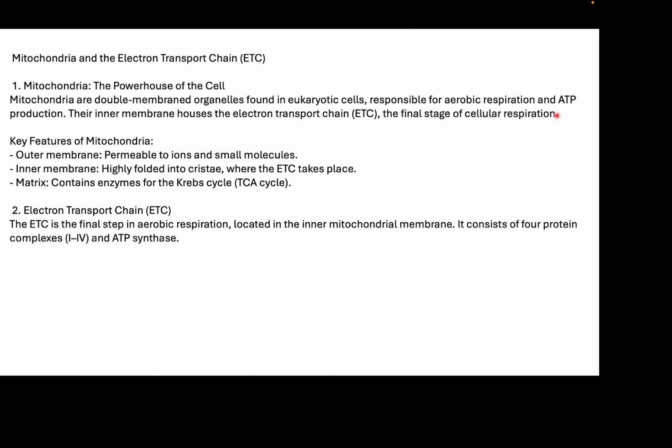Some of the key features of mitochondria are, as I mentioned, that it's a double membraned organelle: outer membrane and inner membrane. The outer membrane is permeable to ions and small molecules. Now connect the same concept to the galvanic cell. In the galvanic cell, what was necessary? The necessary thing was to choose the electrodes in such a way that they have different reduction potentials, so that electrons can be released and accepted simultaneously. Same thing is present here.